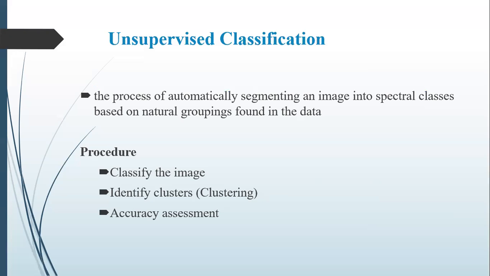Okay, let us go through the lessons. Unsupervised classification is the process of automatically segmenting an image into spectral classes based on natural groupings found in the data. I already said it is automated work by the machine. We are not collecting any training data set. Procedure: classify the image, identify clustering, accuracy assessment. Those are the three steps. Classify the image means all of that is done by the machine.